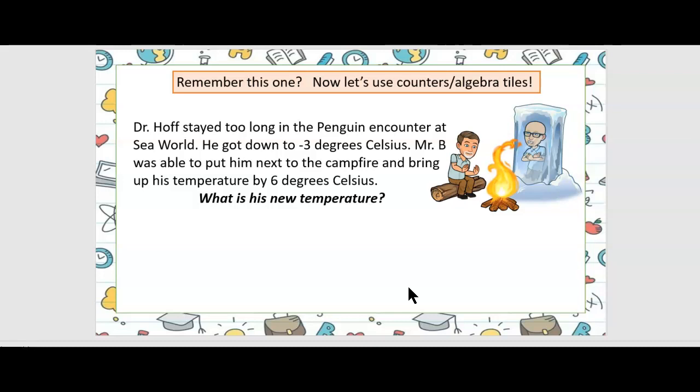Dr. Hoff stayed too long in the penguin encounter at SeaWorld. He got to a -3 degrees. You remember this question? We already did it, but let's try it with -3. Right away, I can say, a -3. We're going to put in 3 negatives. 1, 2, 3.